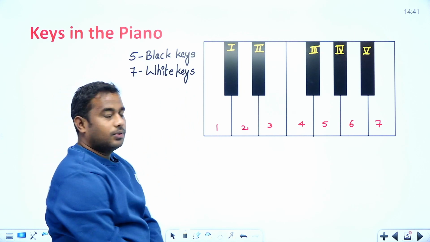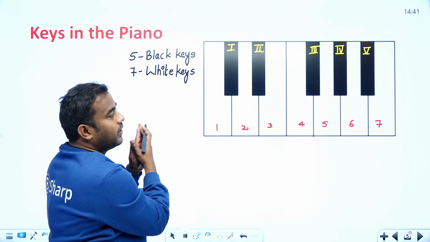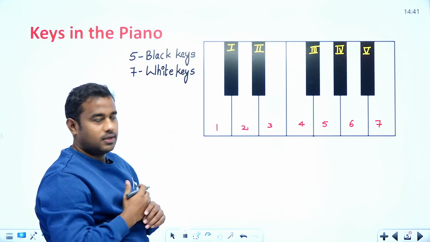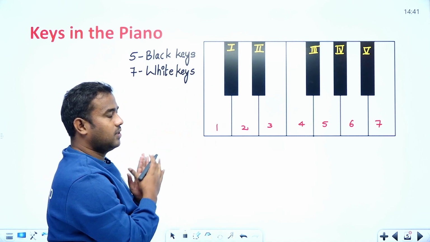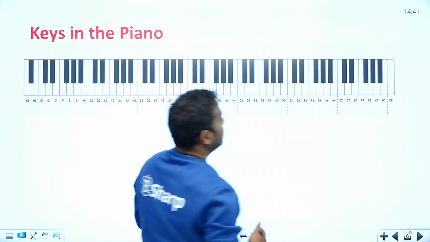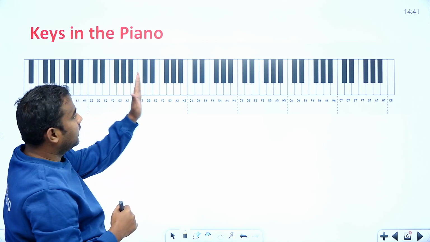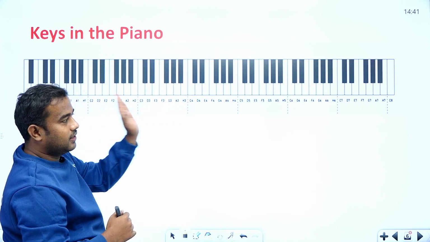Okay, so when you look at this piano, this is actually one set of keys. We can call it one octave. Likewise, you will not be observing only one set here. You'll be observing several sets of this pattern, 1, 2, 3, 4, 5.